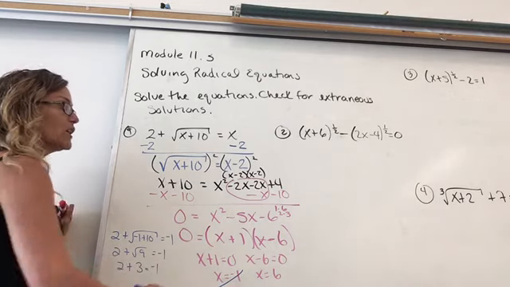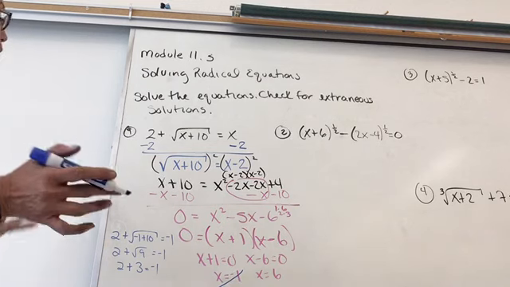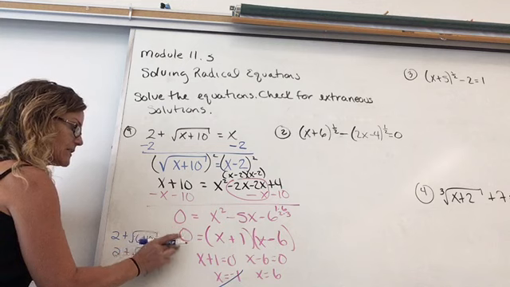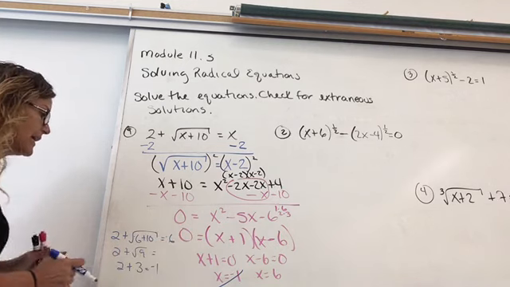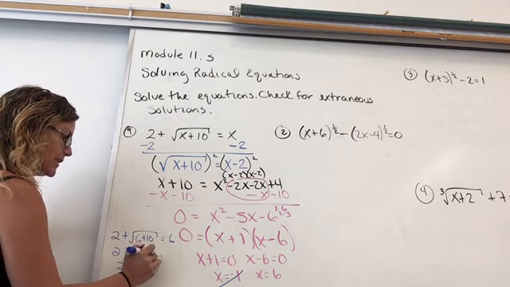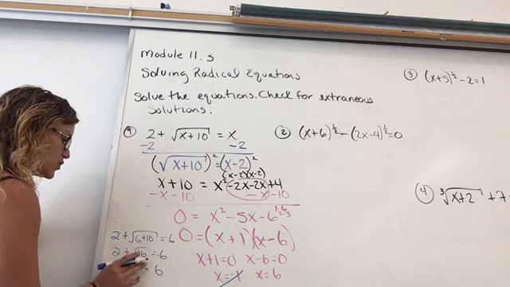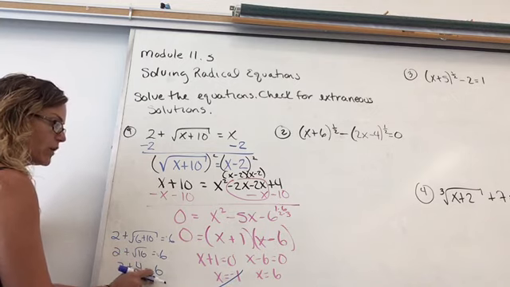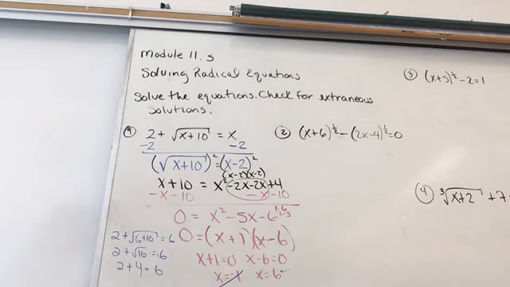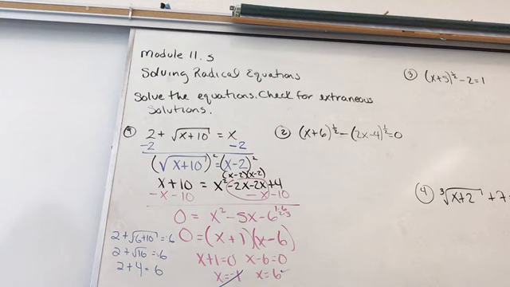We do have to check the other because there are going to be times where one works and the other doesn't, or both of them could not work. So instead of negative 1 here, we're going to put in the 6, and we're going to check. So here, 6 plus 10 is 16, and this is supposed to be a 6 over here. The square root of 16 is 4. 2 plus 4, yes, that is 6. This one works. So even though we had 2 answers to the problem, only one of them works when we plug it back in.